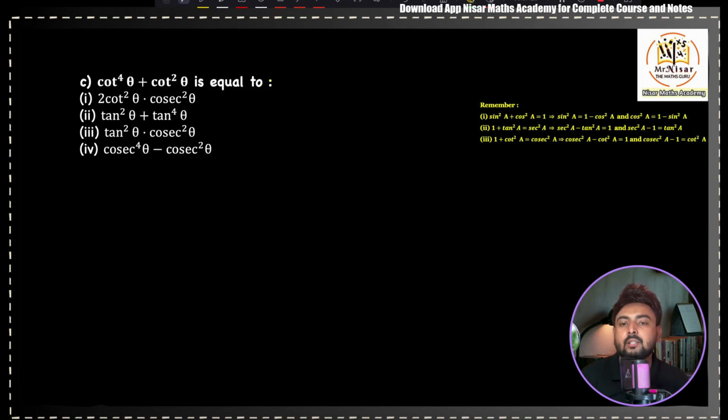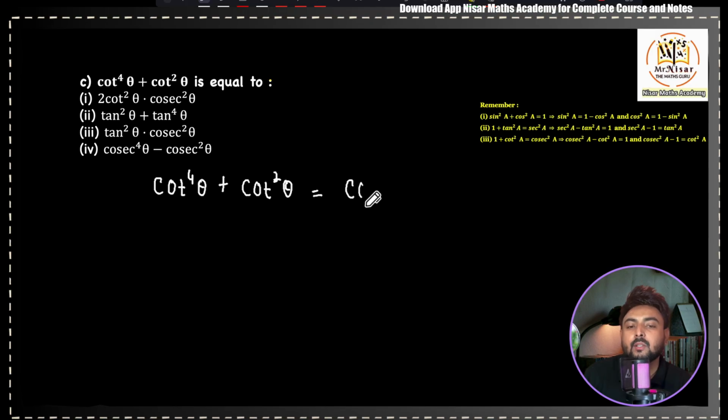Yeah, so the next question we have on the screen is cot 4 theta. I'll write it over here. It is cot 4 theta plus cot square theta. Then what we can do here, children? Can you see here cot square theta is present in both the terms? So we'll take cot square theta common, because it is present here also and here also. If I take cot square theta common, what is remaining here? Again here cot square theta is remaining.